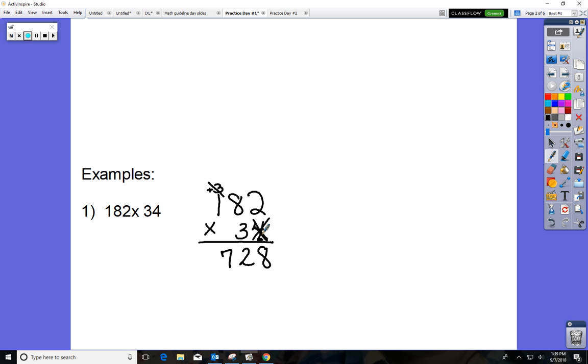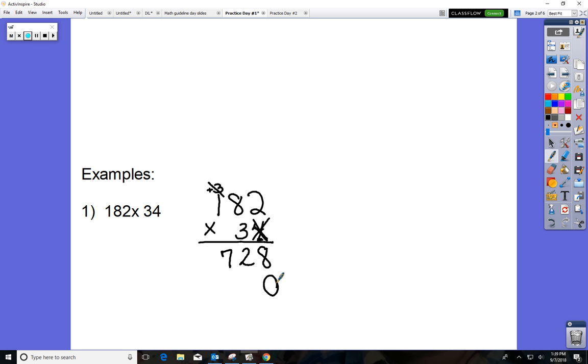Since I have another digit in my bottom number, the 3 here, I'm then going to go through and multiply by the 3. When I do that, I'm going to come down to a row right below the 728 I got previously, and I'm going to put a 0 for however many digits I've multiplied through by already. So I've multiplied through by the 4, which is one digit. So I'm going to put a 0 as a placeholder.